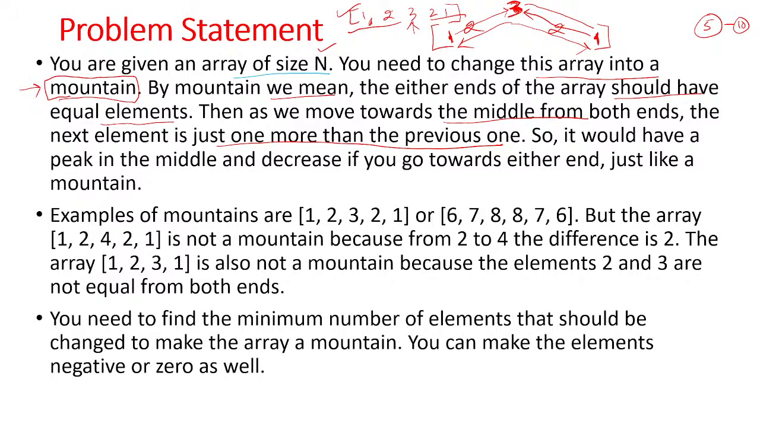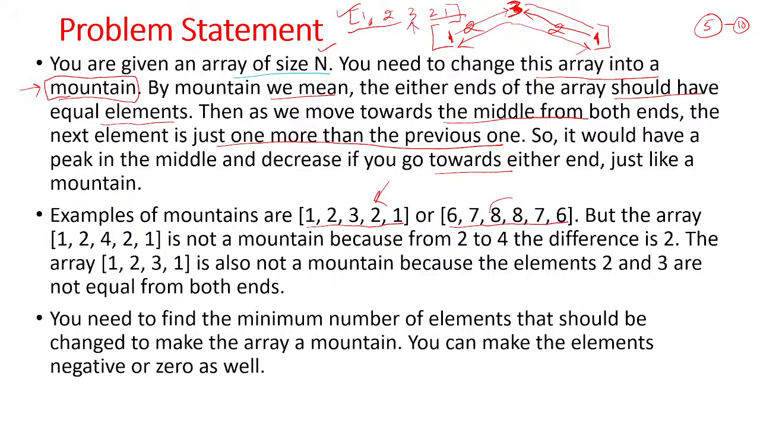That means when you are coming down from the top of the mountain, you are in decreasing order. Same is the case with this array. Examples are given, so just look at the examples. Examples of mountains are like 1, 2, 3, 2, 1. This is an example mountain. Then 6, 7, 7, 8, 8, 7, 6.